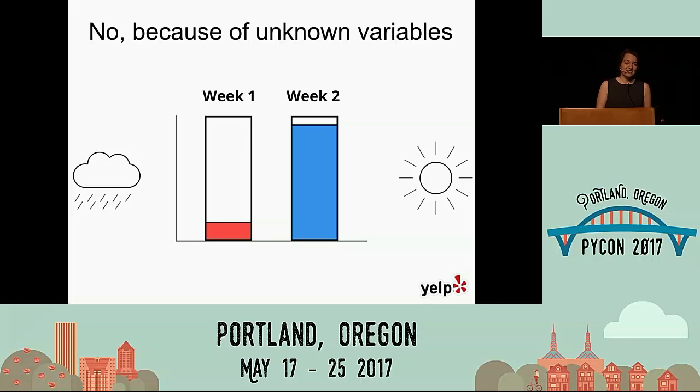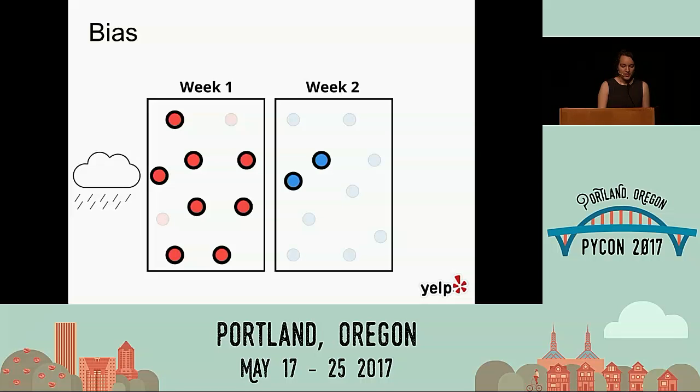We aren't, because of these unknown variables. We're also comparing the effects of being in a rainstorm versus not being in a rainstorm. So this is what I mean by bias. I'm highlighting all the users who were stuck in a rainstorm, and you'll notice a lot more of them are in the red box than in the blue box.